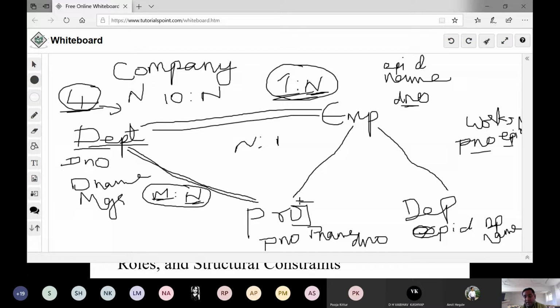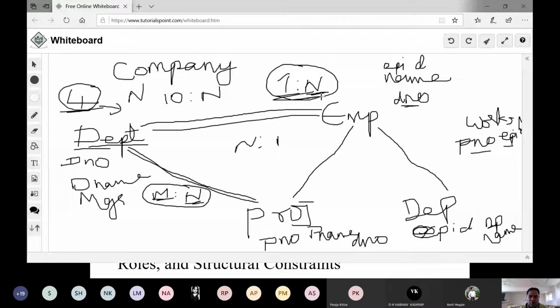Also, a department will not have only a single project, it will have multiple projects. So one department will be controlling m number of projects, and n number of projects are carried out by n number of departments, like that. Okay, so the ratio will be 1 is to, sorry, m is to n.